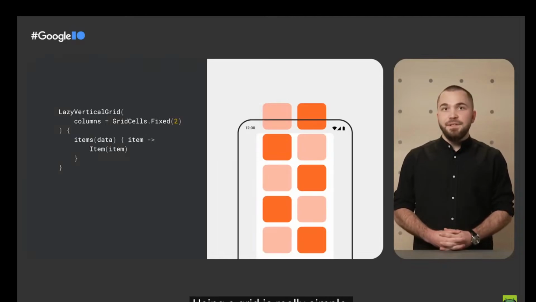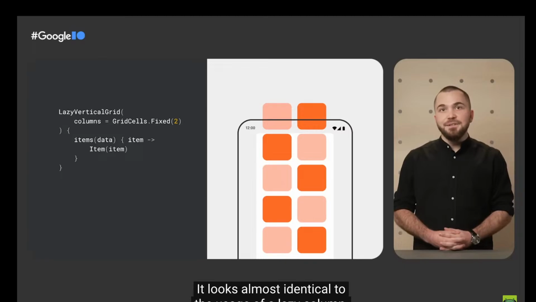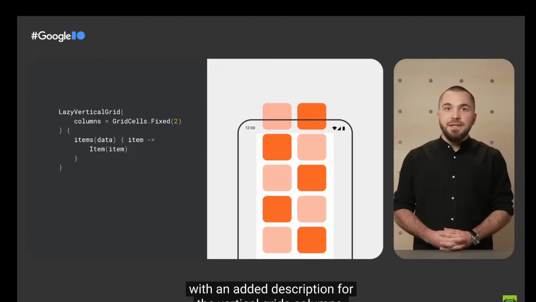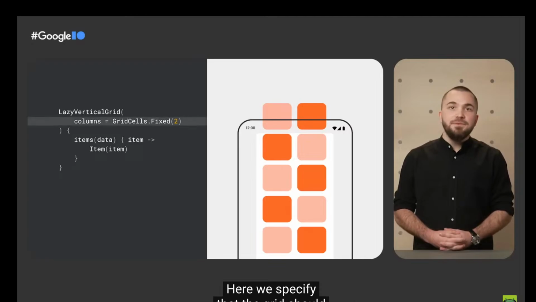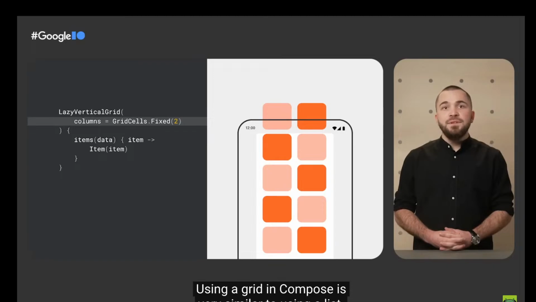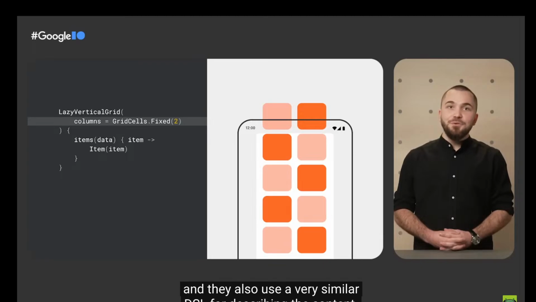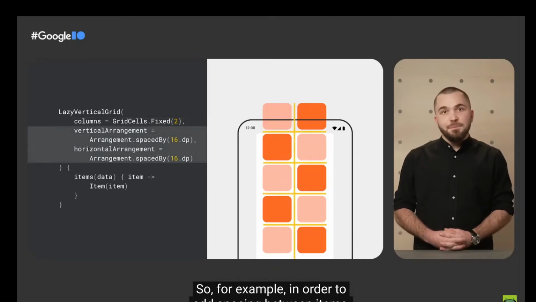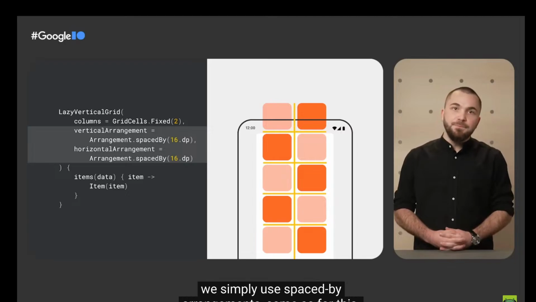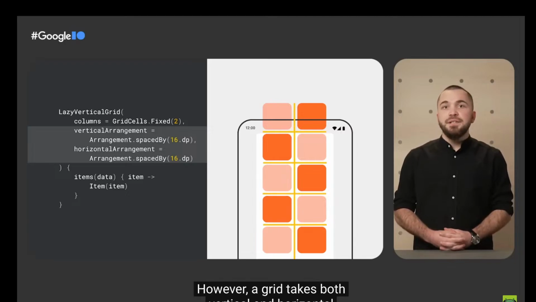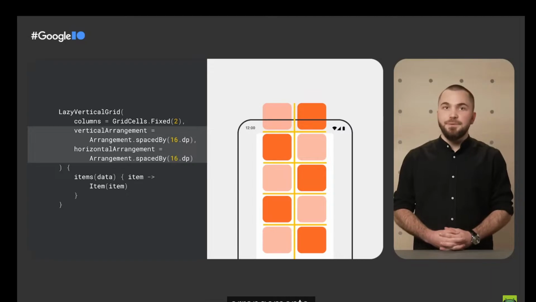Using a grid is really simple. It looks almost identical to the usage of a LazyColumn, with an added description for the vertical grid's columns. Here we specify that the grid should have exactly 2 of them. Using a grid in Compose is very similar to using a list. Grids have the same powerful API capabilities, and they also use a very similar DSL for describing the content. So for example, in order to add spacing between items, we simply use spacedBy arrangements, same as for lists. However, a grid takes both vertical and horizontal arrangements.